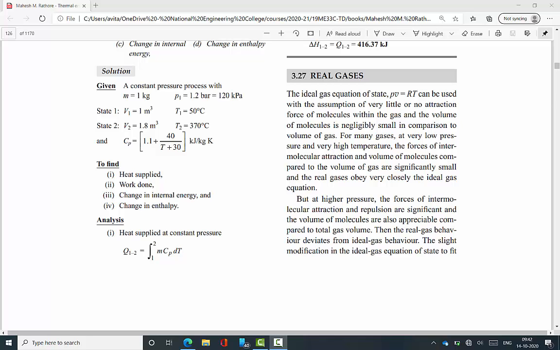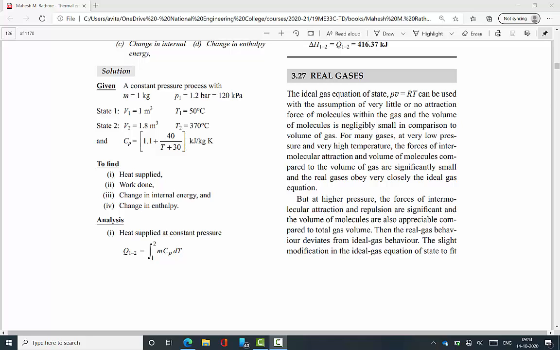In an ideal gas, the volume of a particular molecule is negligible. We consider only the overall volume of the container. But in a real gas, the molecules have some finite volume, and in between the molecules there are also small attraction forces available. These things are for real gases.